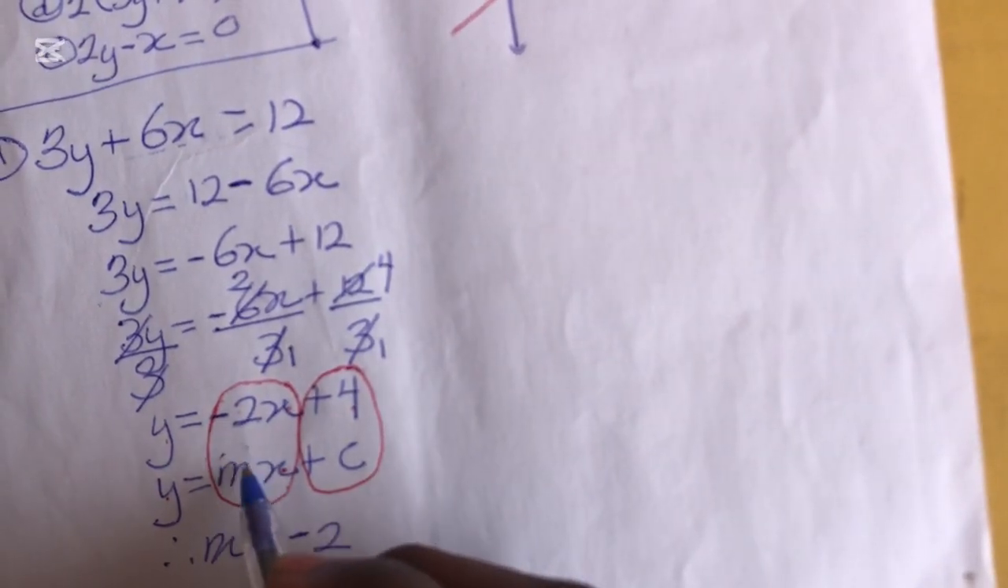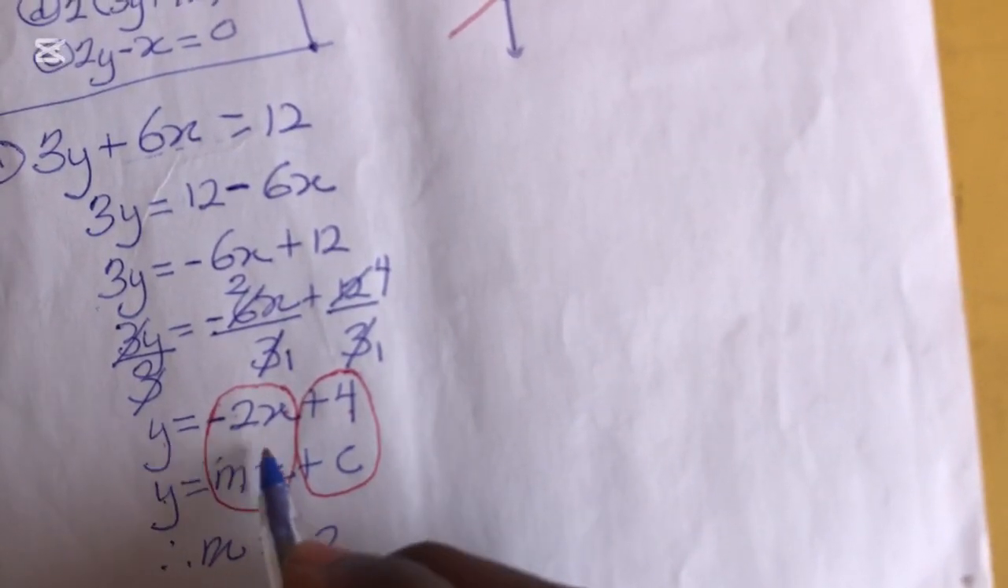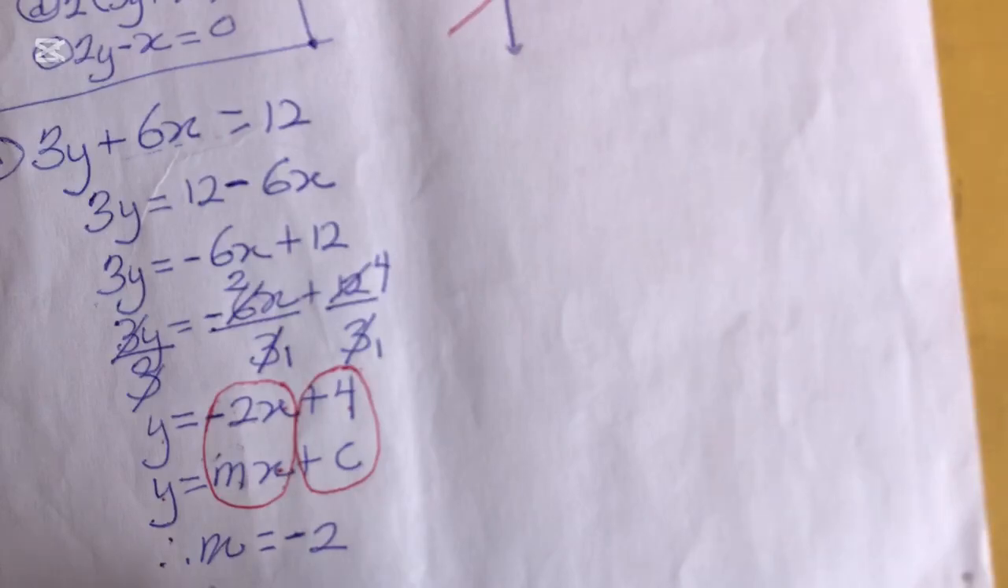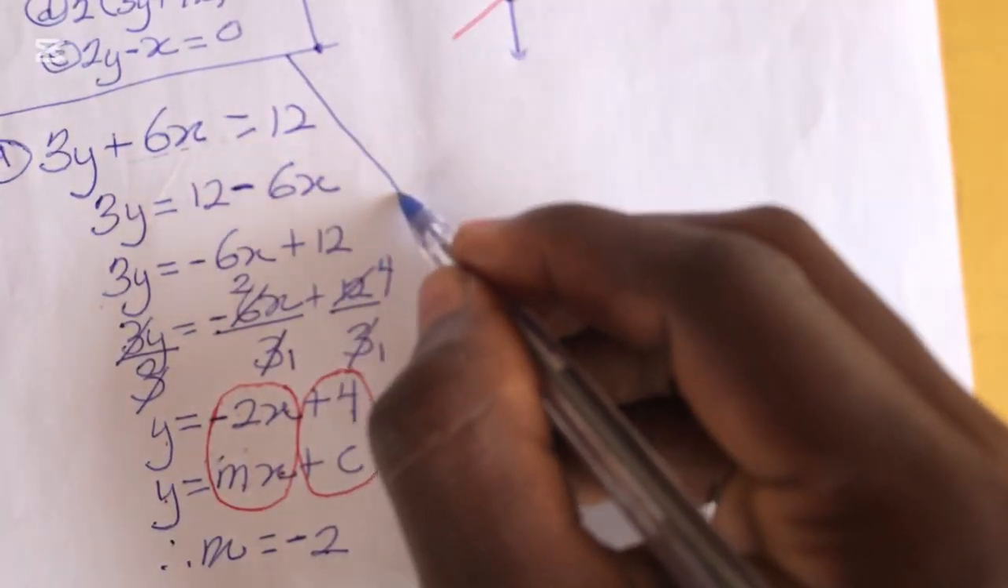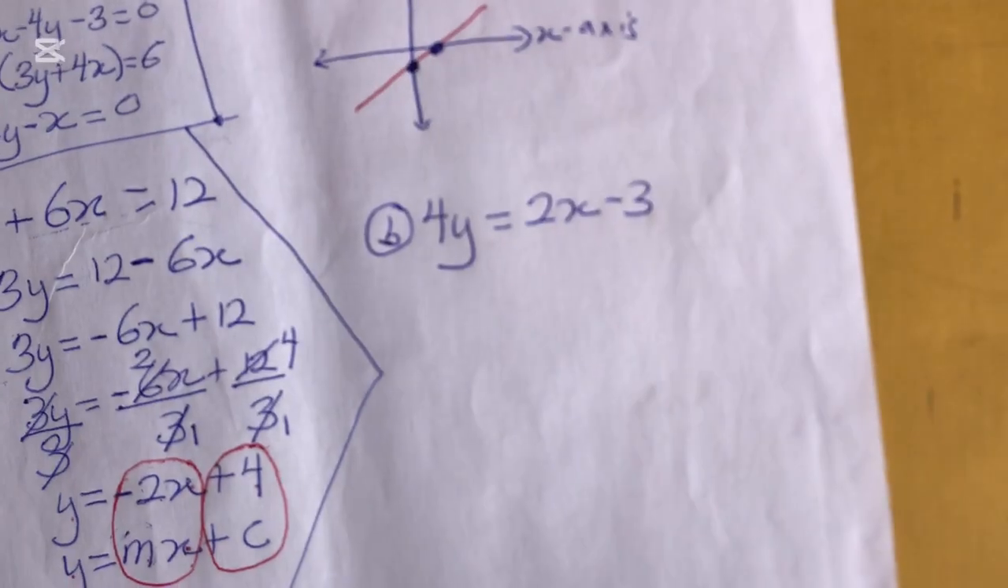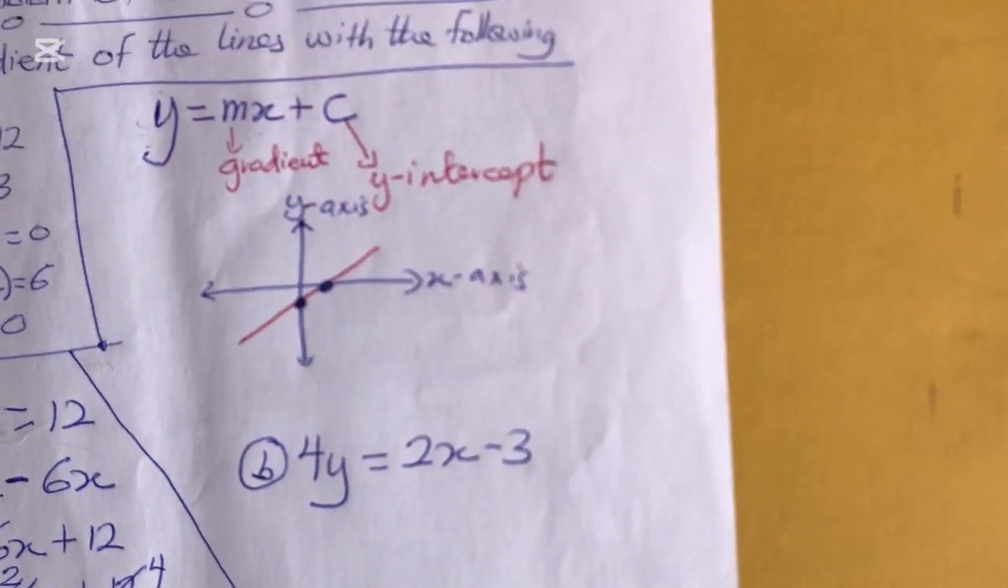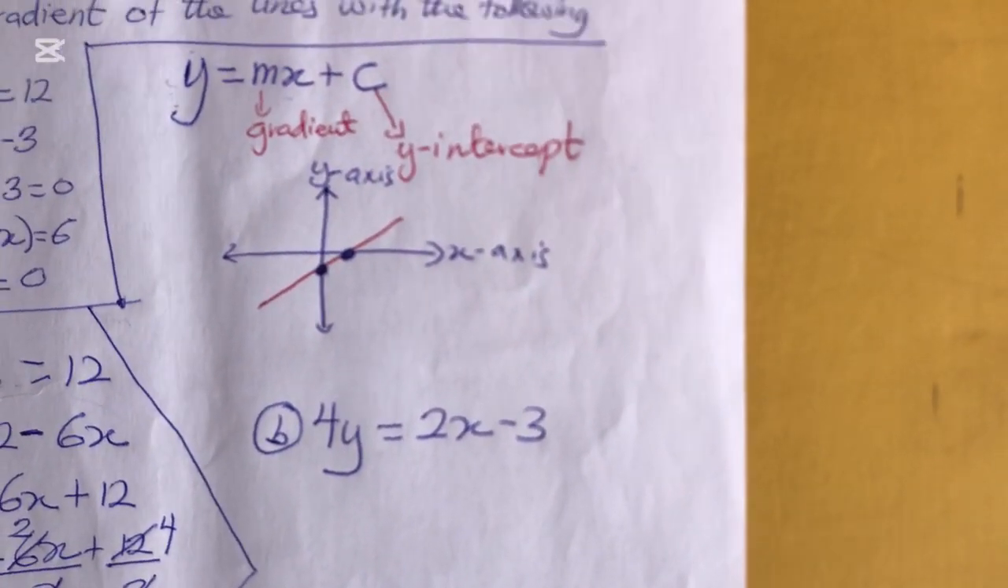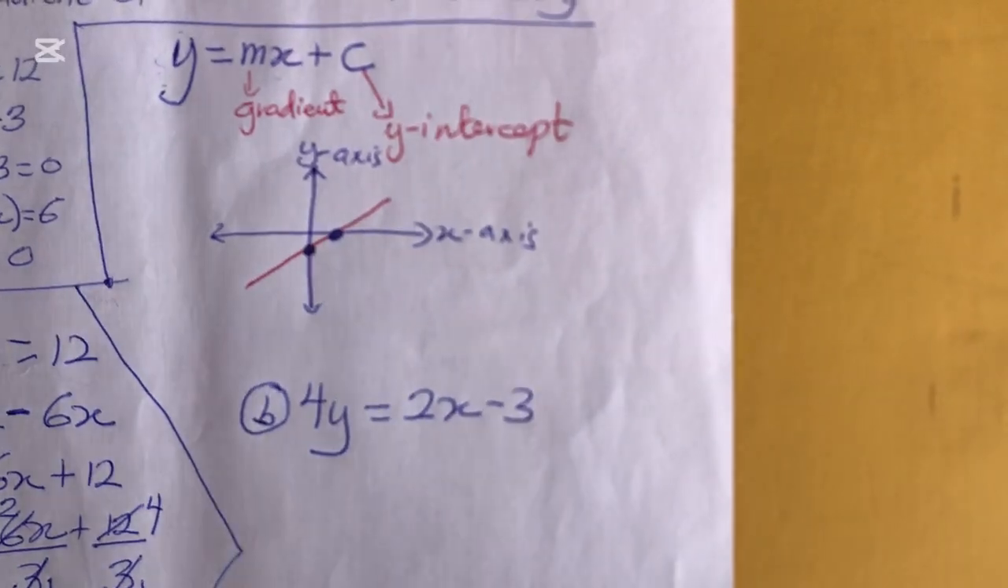What number is attached to the x? It is what? Minus what? 2, which is the gradient. Did you really get it? Okay, let's take the next example. I'm sure with the next example you will understand it.